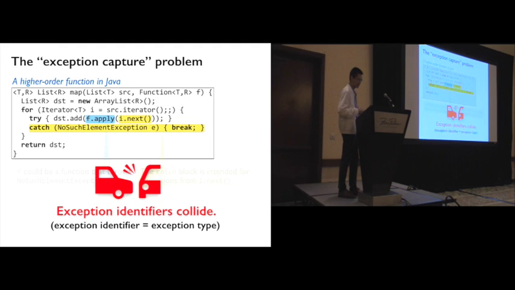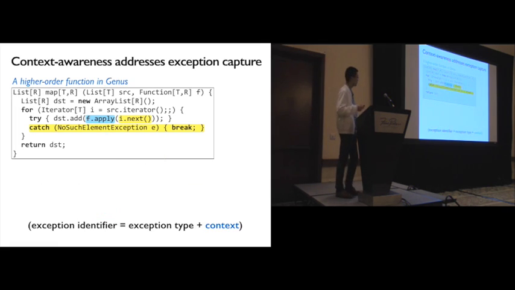So for instance, the two exceptions raised by applying f and calling next are both identified by their types, which could both be the same NoSuchElementException type, so a collision is possible. By contrast, in Genus, the way that exceptions propagate is context-dependent. This means that exception identifiers include a notion of context, and this makes exception capture impossible.